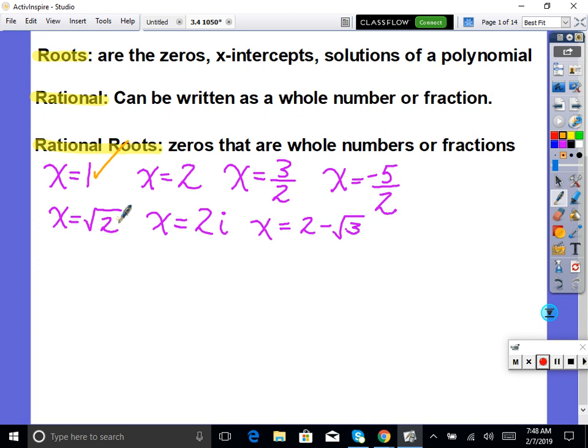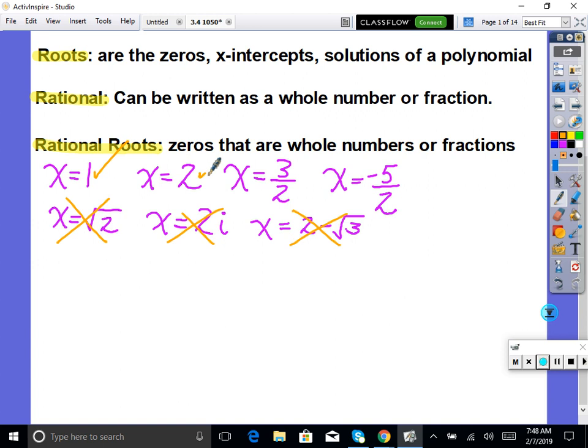Is root 2 a rational root? No, because the square root of 2 cannot technically be written as a fraction. If you were to type it into your calculator, it's a really long decimal. It can't be rewritten as a whole number or fraction. So this is an irrational root. Here's an imaginary root, correct? This is another irrational root.